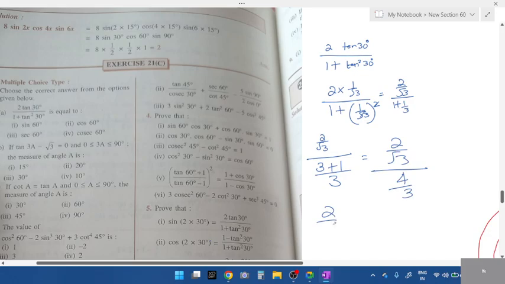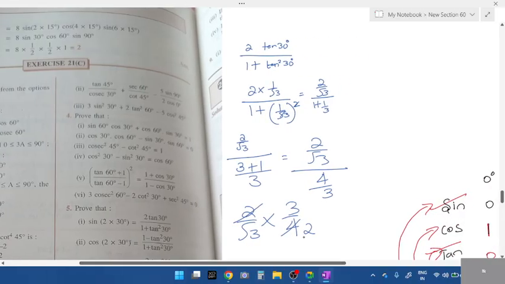How do you rewrite this, Shasha? 2 by root 3 multiplied by 3 by 4. When you reduce, what do you get? 2 ones are 2, 2 twos are 4. Then you have 3 divided by 2 root 3.